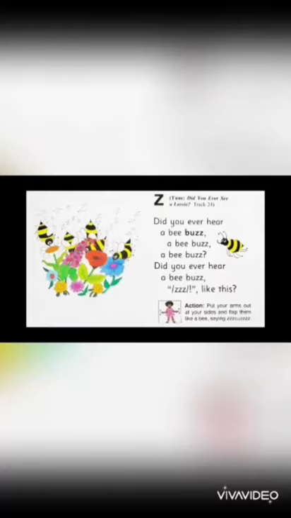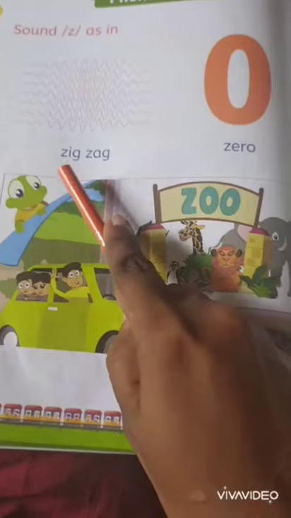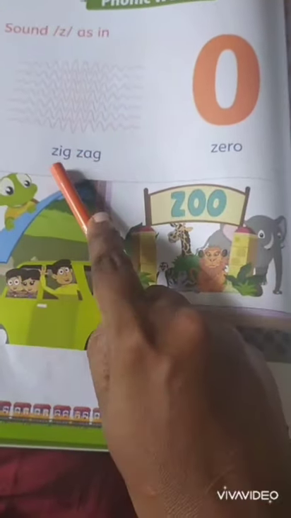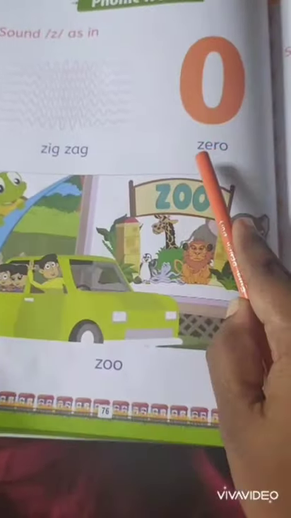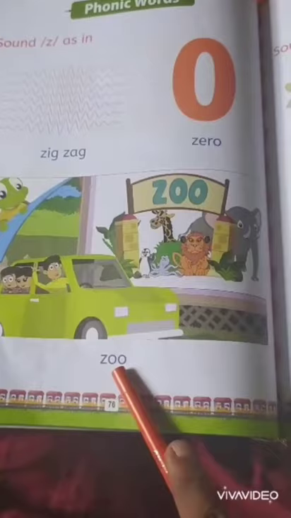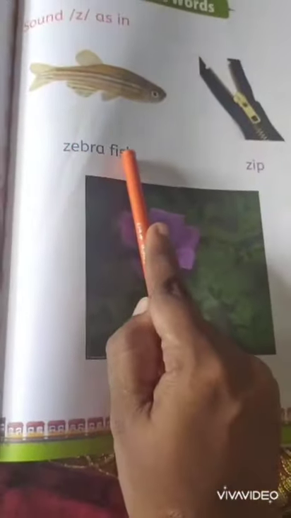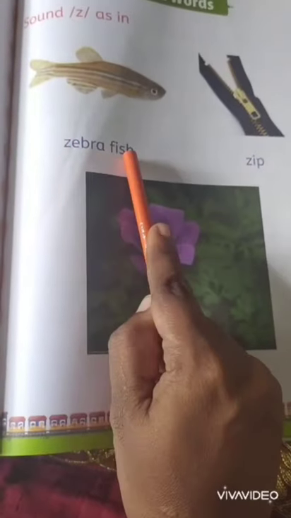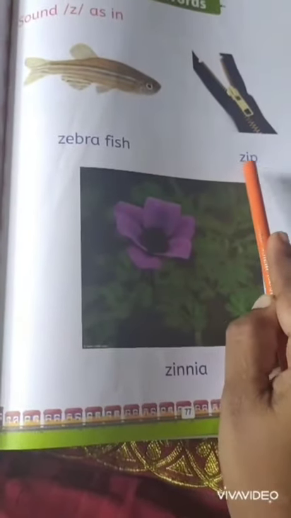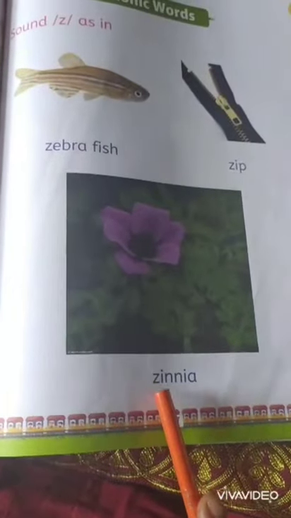Let us learn some words that start with the sound. Z, zigzag. Z, zero. Z, zoo. Z, zebra fish. Z, zip. Z, zinnia.